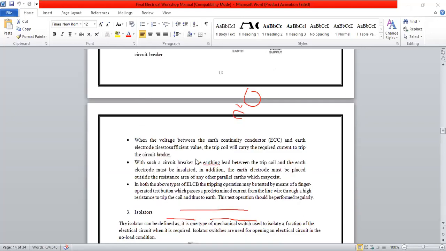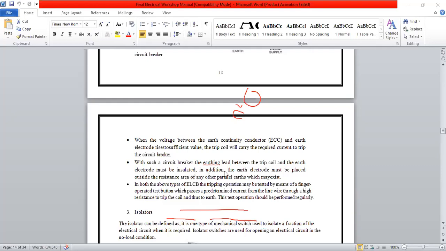Now with such a circuit breaker, the earthing lead between the trip coil and the earth electrode must be insulated. Okay, so see, one condition is that for these types of circuit breaker, या सर्किट ब्रेकर मध्ये द अर्थिंग लीड, अर्थिंगचं जे काही लीड आहे किंवा आपण जिथं अर्थिंग करतोय, अर्थिंग लीड बिटवीन द ट्रिप कॉइल अँड द अर्थ इलेक्ट्रोड मस्ट बी इन्सुलेटेड. ओके, सो त्याच्यामध्ये इन्सुलेशन प्रोव्हाइड केलेलं पाहिजे. दॅट मीन्स इट मे बी इन्सुलेटेड.